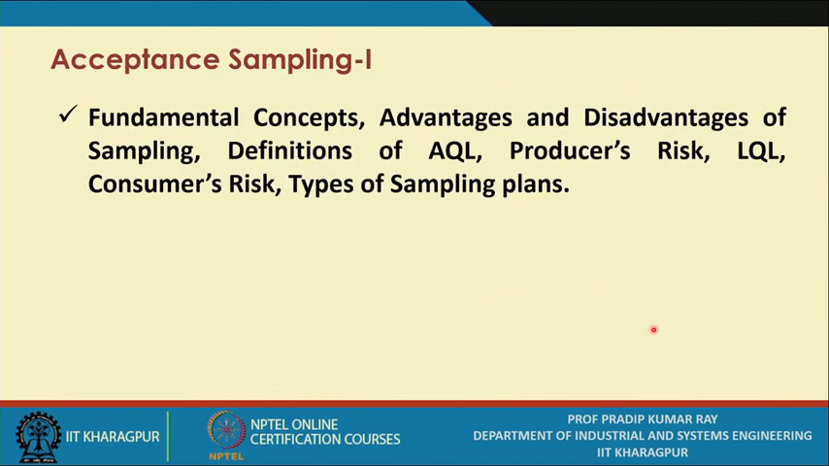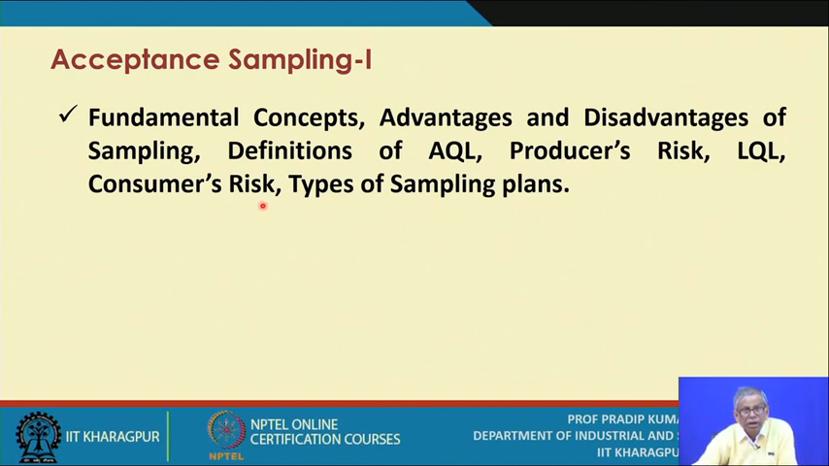Now let us first talk, in this lecture session, about the fundamental concepts in acceptance sampling, and the advantages and disadvantages of sampling. We'll be referring to certain terms and terminologies related to acceptance sampling, and at this stage you must know the definitions of terms like AQL, LQL, producer's risk, consumer's risk, and the types of sampling plans you may come across.